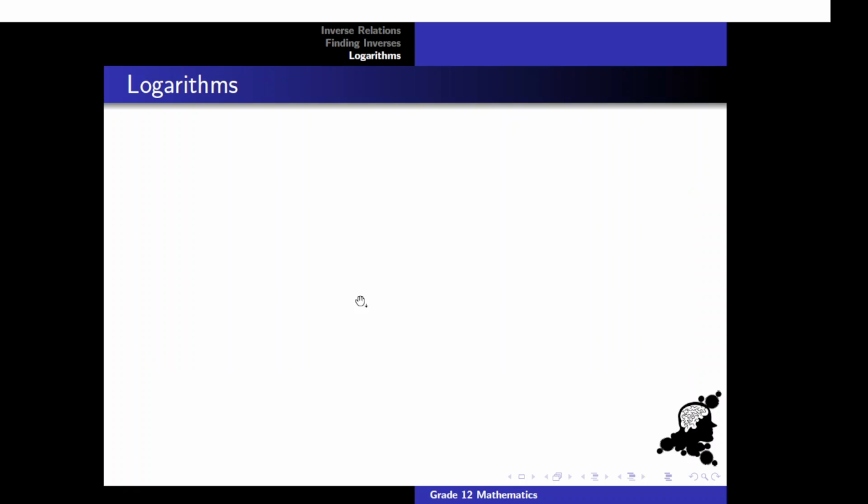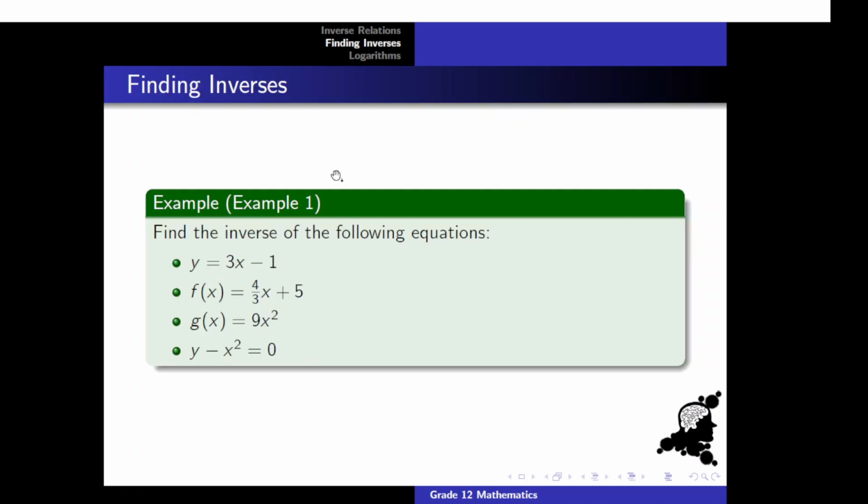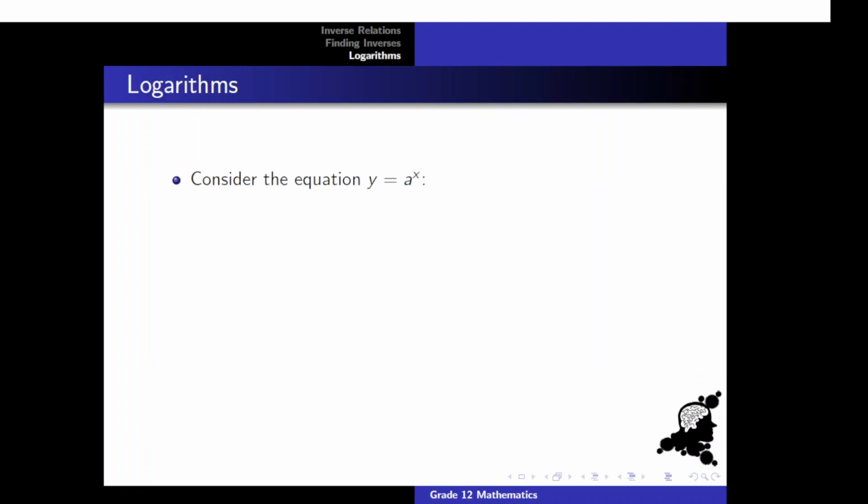Alright, now let's talk about logarithms. Notice something in these examples. The first two are a straight line. The last two are a parabola. Now the question might be, if we have an exponential equation, like in this form, y is equal to a to the power x, let's find the inverse of this. We said the first thing we need to do is swap x and y. We end up with x is equal to a to the power y.